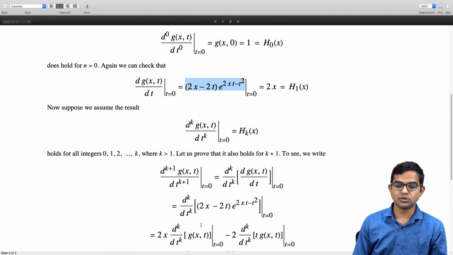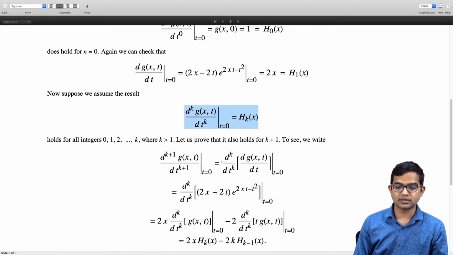So 2x can come out, so I can write this as 2x times the kth derivative with respect to t of just g of x comma t, because after all this is nothing but g of x comma t at t equals 0, and then minus 2 times k, 2 can come out, but t cannot come out, t has to stay, the kth derivative of t times g of x comma t at t equals 0. Now, the first term, we observe that this is nothing but, at t equals 0, because we have this induction result, 2x times hk of x. And once again, I will argue in a moment that we can show this is nothing but 2 times k times hk minus 1 of x.